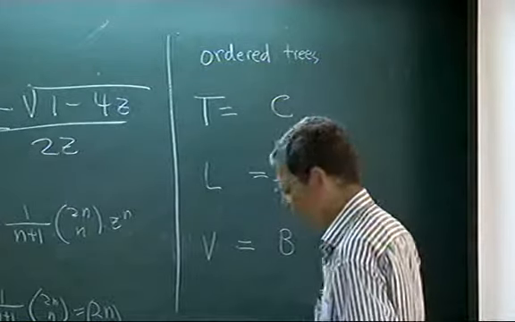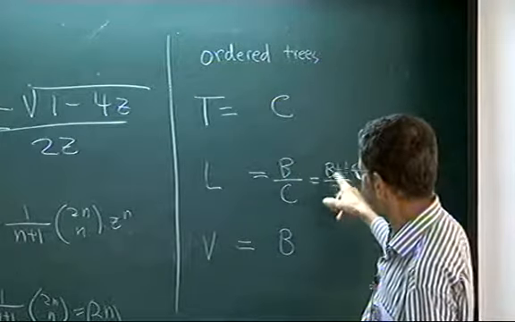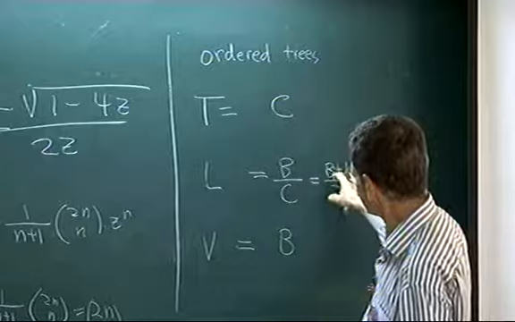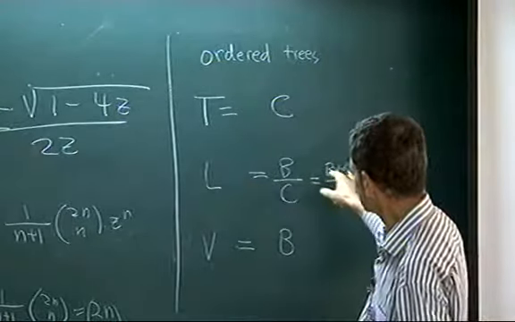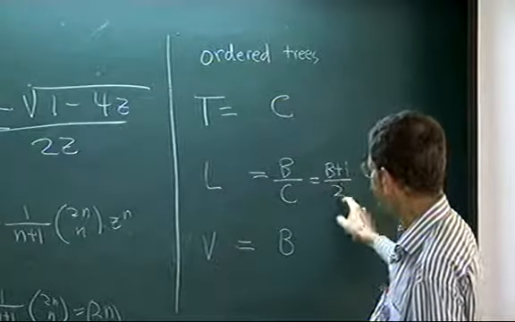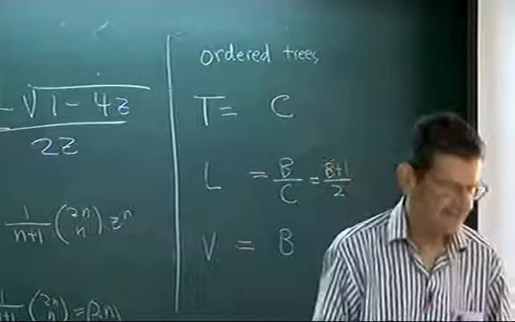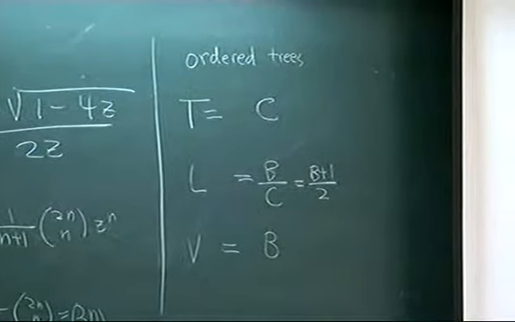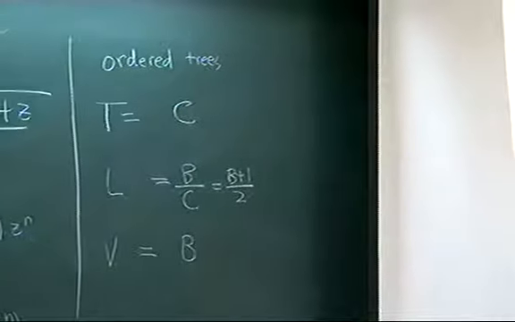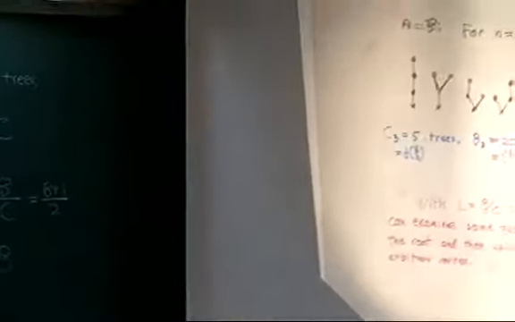By another elementary argument that I'm not going to have time to explain, another useful way for L to be expressed is B plus 1 over 2. So half of the central binomial coefficients. And this is sort of illustrated.